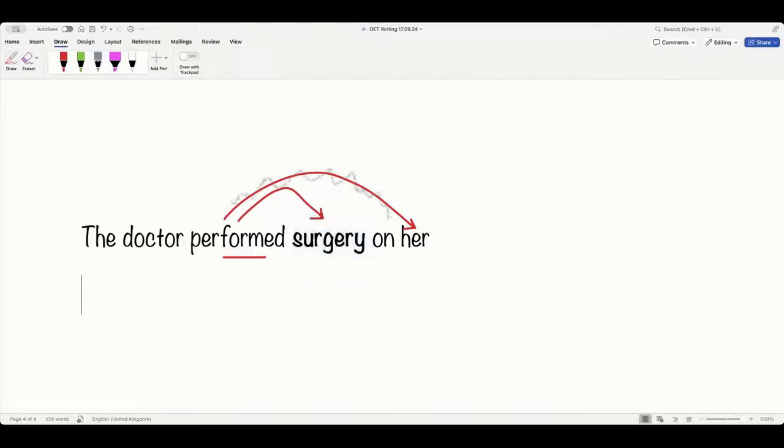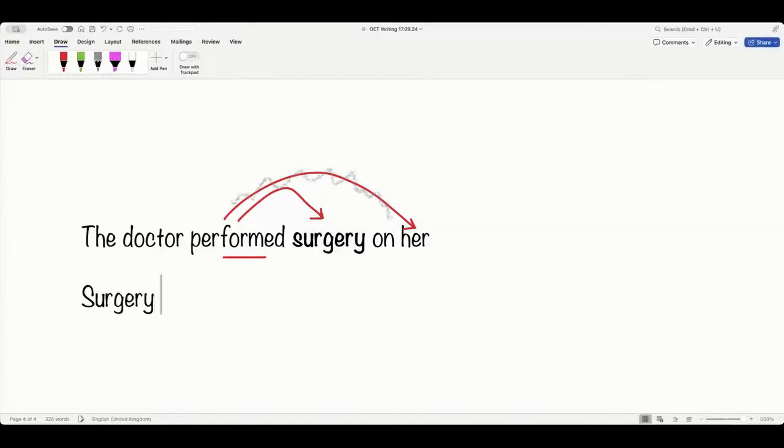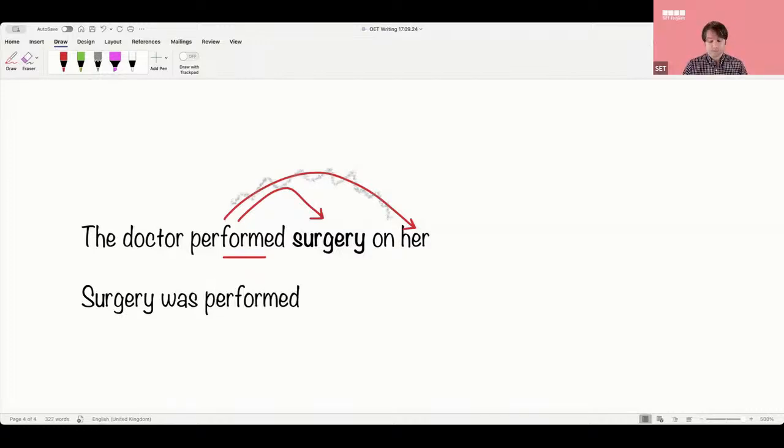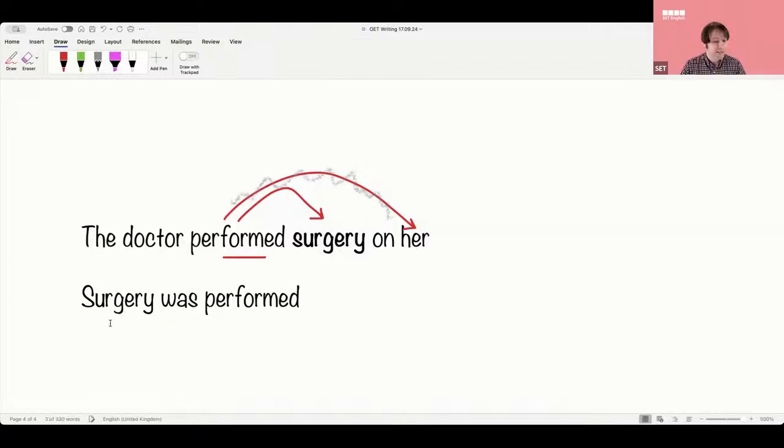So guys, if I say, look at this, I can say surgery was performed by the doctor. Correct? Yeah. Could I say she was performed? No. No, right? Does that make sense?